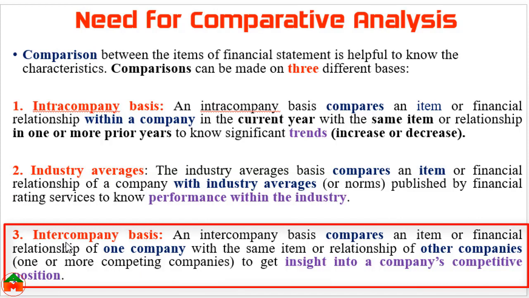And the last one is intercompany basis of comparison. Intercompany basis compares an item or financial relationship of one company with the same item or relationship of other companies. Here other companies mean one or more competing companies, to get insight into a company's competitive position. So intercompany means one company with another company. If we compare the items, then we can get an idea about the competitive position of that company.